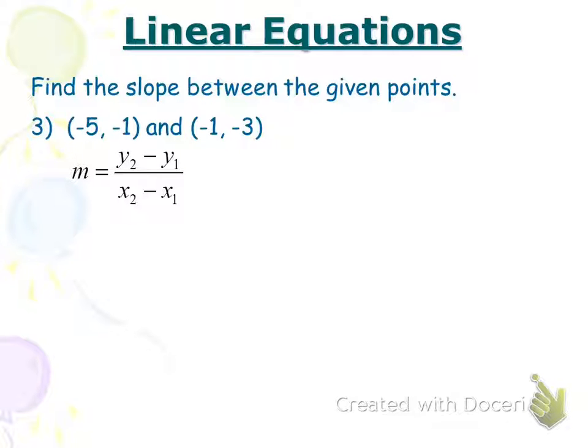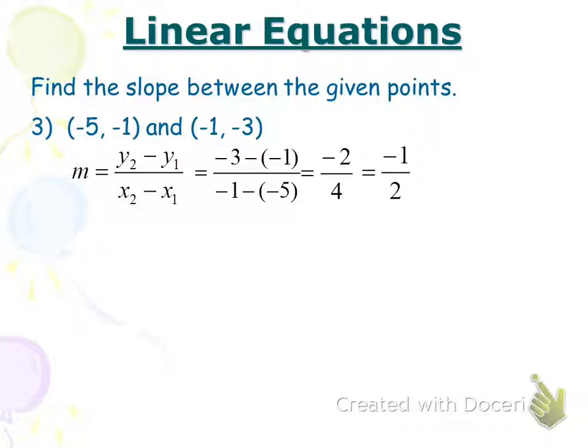What do you have to be careful here with, Garrett? The negatives, right? There's negatives in the formula, and there's negatives in all these points. So we've got to be careful. The double negatives are going to come up. If you go point 2, point 1, as they're given, then you would have negative 3 minus negative 1, which becomes plus 1, over negative 1 minus negative 5, which becomes plus 5, and that'll give us negative 2 over 4, which simplifies to be negative 1/2. All right? Good? This is easy, right?